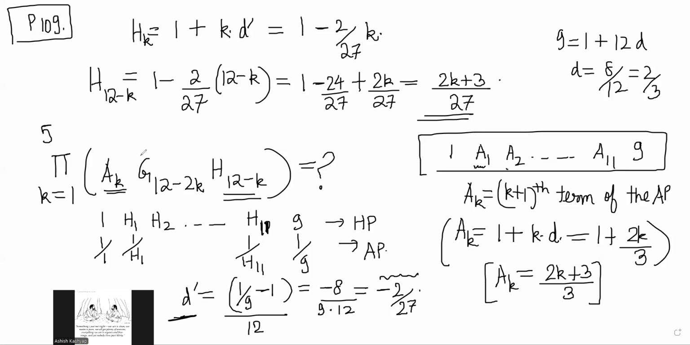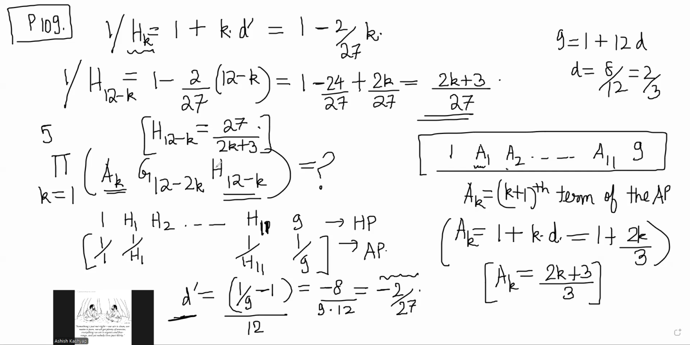Actually, I have made a mistake here. The mistake is that it is not HK that is this. It is actually 1 over HK that is equal to this, right? Because HK was not in AP, it was 1 over HK terms that were in AP. It was harmonic progression. So this is 1 over H of 12 minus K, which is equal to this. So from here, H of 12 minus K will come out to be 27 by 2K plus 3, right?